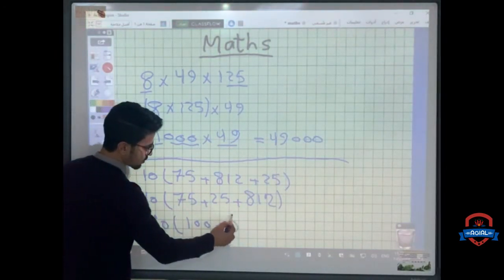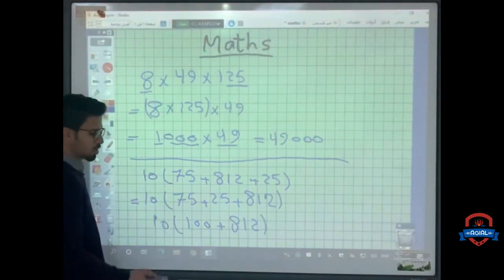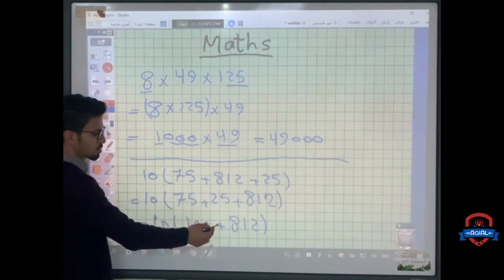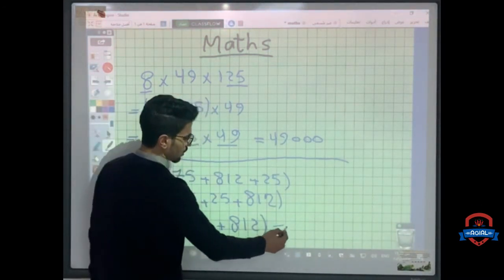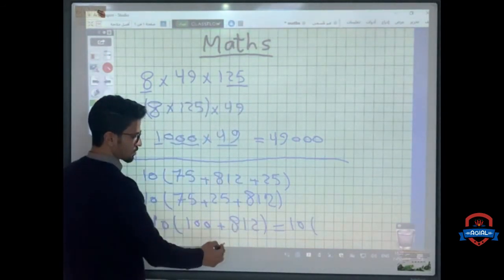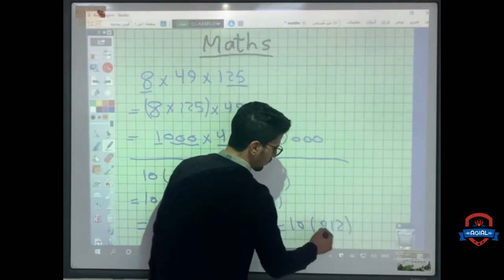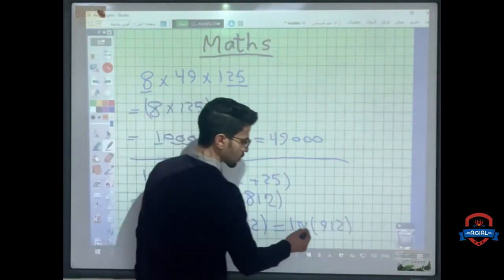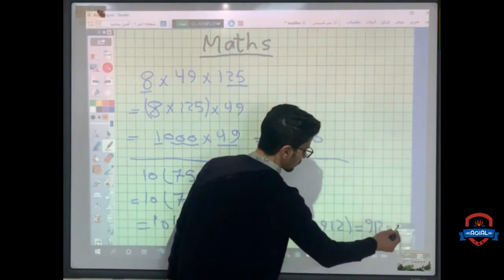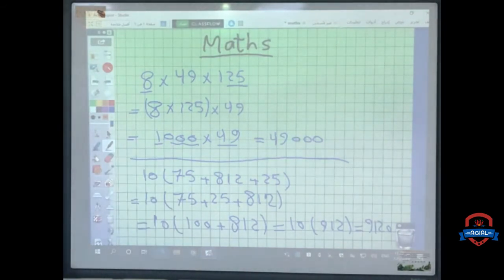plus 812. And now this is very easy because we have 10 times 100 plus 812. So we have 10 times 100 plus 812 equals 9,120. Now let's look at letter E.